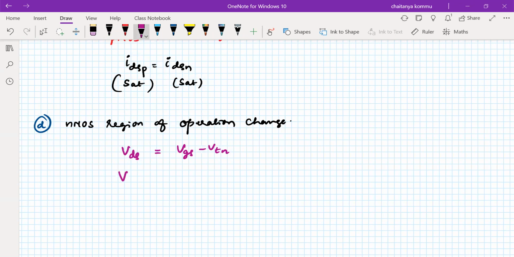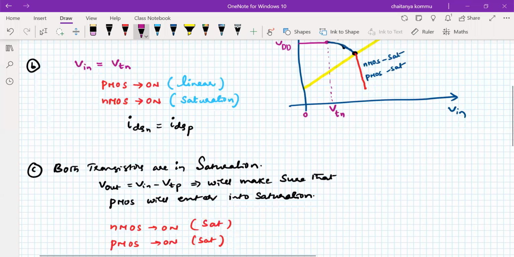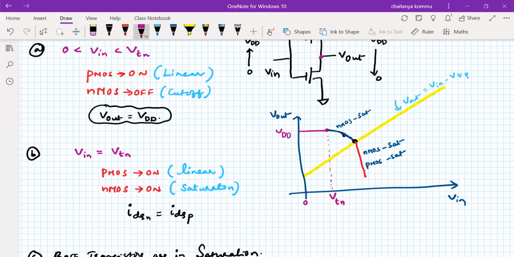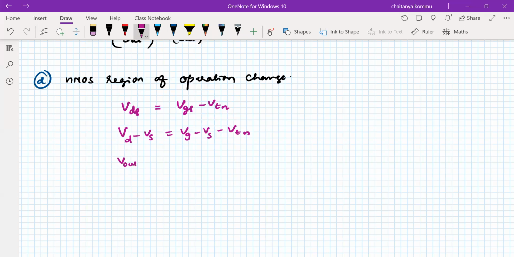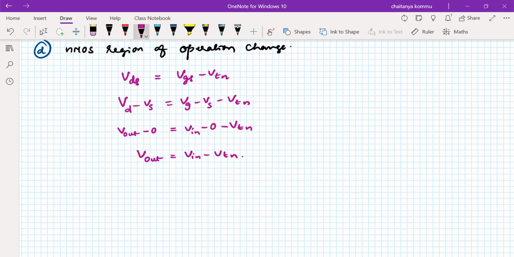So what is the value of VDS? VD minus VS, VG minus VS, and VTN. What is the VD of this transistor? It is connected to Vout, therefore that is called Vout. What is the VS? It is connected to ground. What is the VG? It is connected to the input. So the value is 0 minus VTN. Therefore, Vout is equal to Vin minus VTN. So the output voltage we are getting is less than the threshold voltage. Let us consider the typical values, for example.